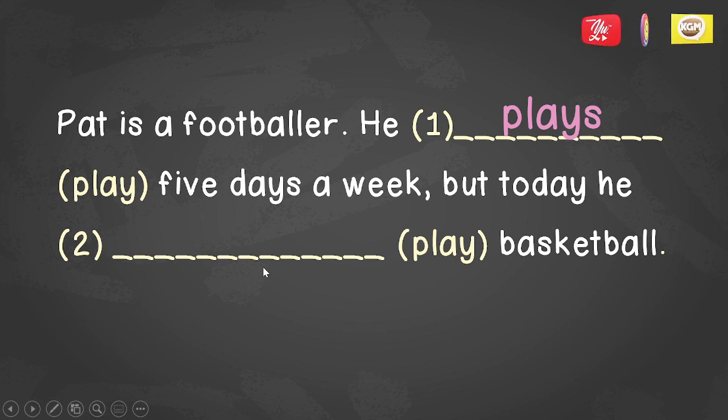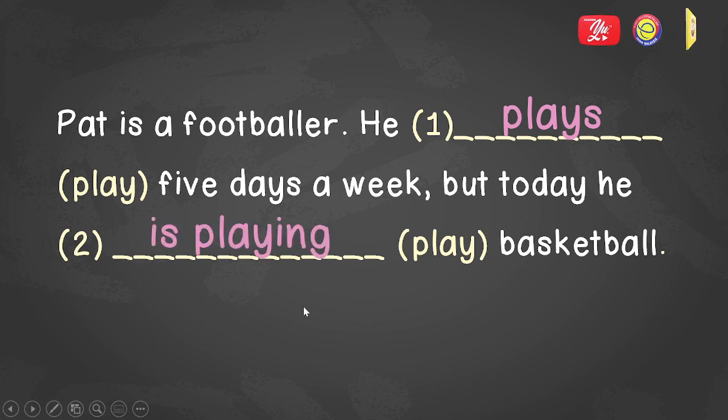There's a clue for answer number 2, which is the word today. So it talks about what he is doing right now. So number 2 must use present continuous, and therefore your answer should be like this. He is playing basketball. So you add the verb to be is because the subject is he, you use is, followed by the verb play with ing at the end, playing.